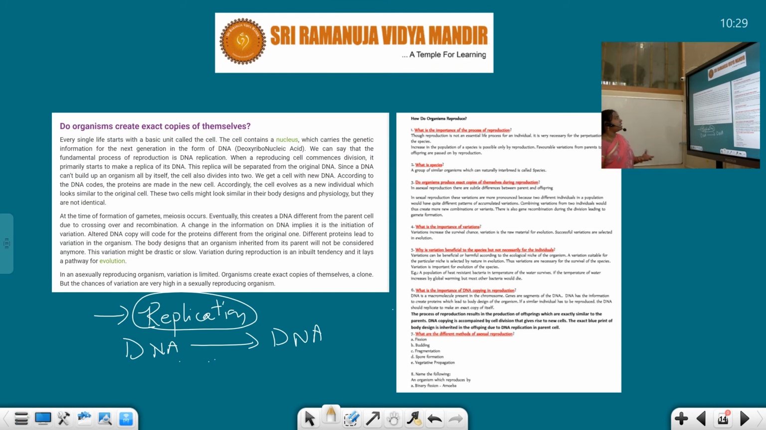Right? Since DNA can't build up an organism all by itself, the cell also divides into two. We get a cell with a new DNA. According to the DNA codes, proteins are made in the new cells. Accordingly, the cell evolves a new individual which looks similar to the original cell. These cells might look similar in their body designs and physiology, but they are not identical.